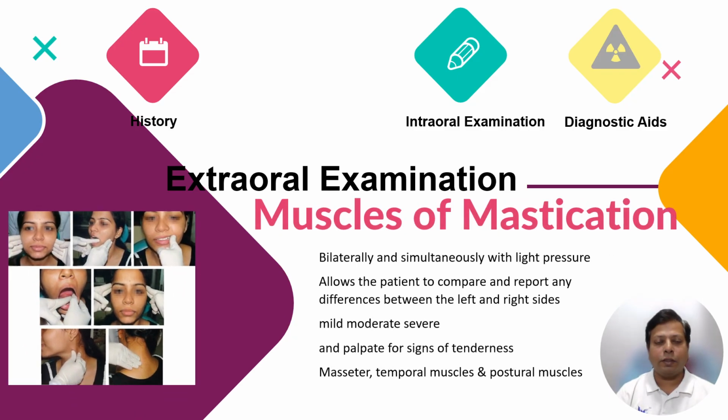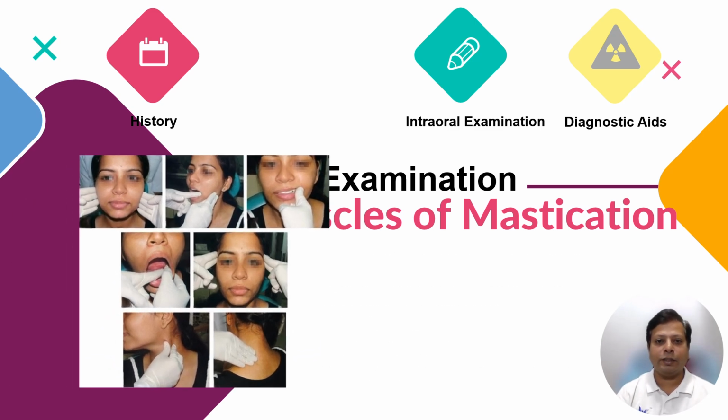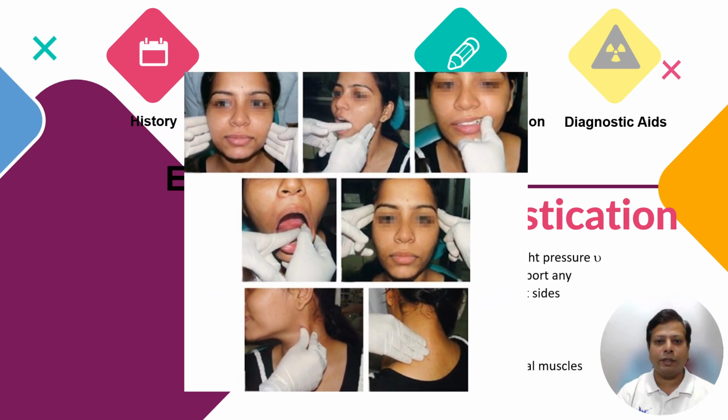We also assess the muscles of mastication by bilateral and simultaneous palpation with light pressure. We generally note down the tenderness, pain or discomfort that is present in mild, moderate and severe format. So basically we palpate the muscles of mastication, that's the masseter, temporalis, lateral pterygoid and the medial pterygoid, and also the accessory muscles, that are the sternocleidomastoid, the trapezius and the digastric group of muscles.